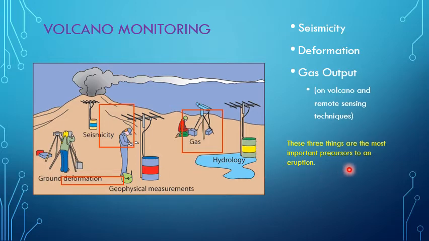Seismicity or earthquake activity, ground deformation, and gas output or gas monitoring, which can be done on a volcano or using remote sensing techniques, are the three most important precursors of an eruption. For example, the Montserrat Volcano Observatory in the West Indies will increase the alert level and warn the population if two of these three precursors occur. This warning and increase in alert level may involve relocation of people and livestock to safer areas or a ban on sailing boats within 4 kilometers of the volcano.